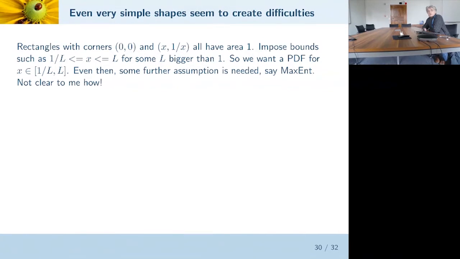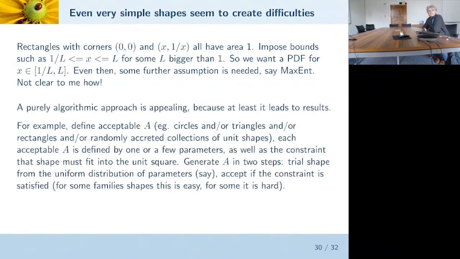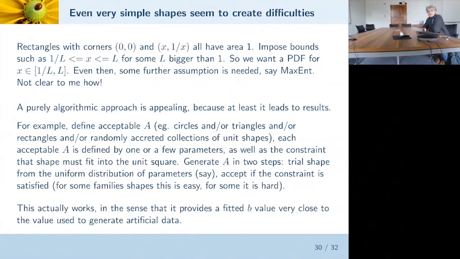And so there seems to be no a priori way of deciding how to do your search. But as I said, our experiments showed that if you actually do a purely algorithmic approach, you try things out, then you get fits that fit reasonably well. The fitted B value is actually close to the value used to generate the artificial data. So I see these difficulties, but in practice it appears that they don't matter too much.